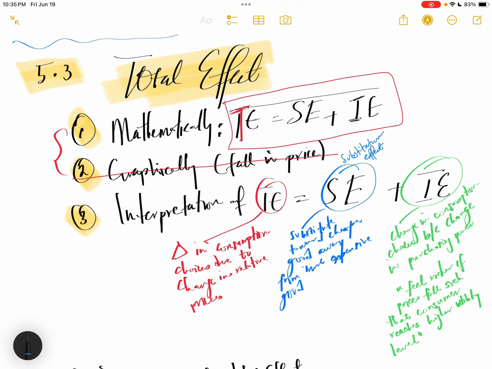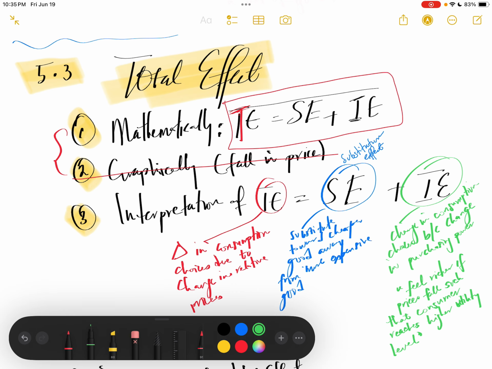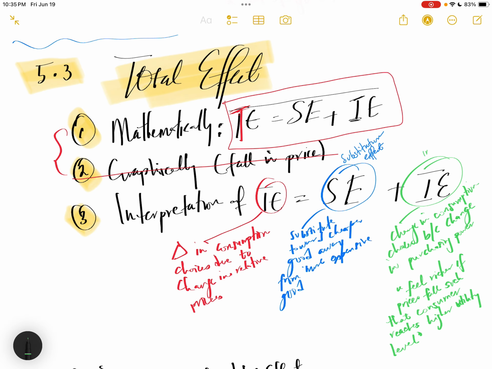The total effect is the sum of the substitution effect and the income effect. What is the substitution effect? Well, when the price of good X falls, as consumers, we substitute towards the cheaper good, or the relatively cheaper good, and away from the relatively more expensive good. That's what we do as consumers in the stores, right?